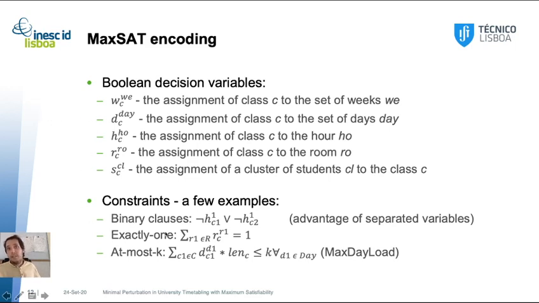We also need exactly one constraint. Here we have an example of class C that can only have exactly one room assigned to it. We will need exactly one constraint for all decision variables. We also have another type of constraint, at most k. Here we have an example of a max day load constraint that ensures that all classes in the day, their duration is smaller than k. Please note this is a small example of the number of constraints in the international timetabling competition. There are 19 different constraints, all explained in the paper.